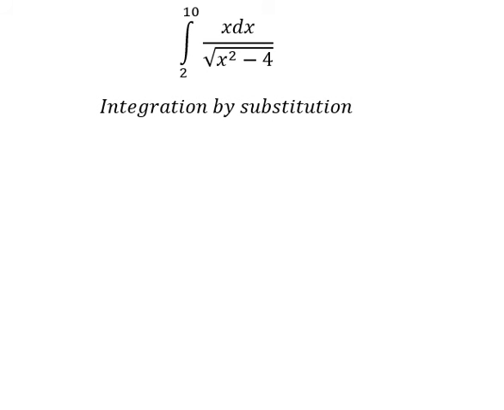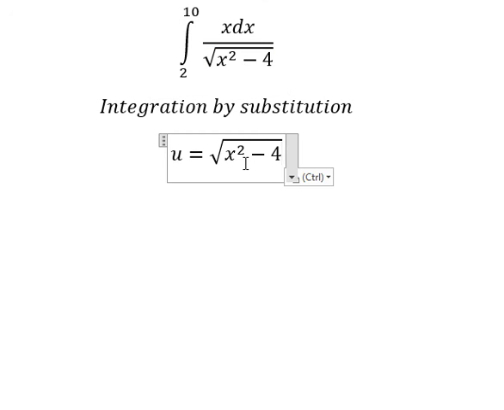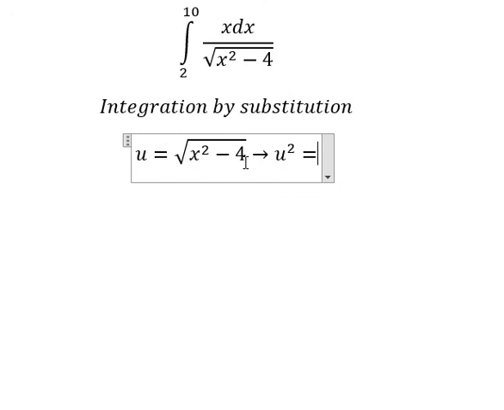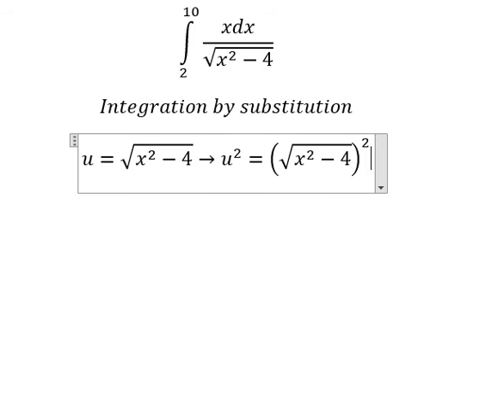So I will put u equals the square root of s squared minus 4. Later we square both sides to cancel the square root.